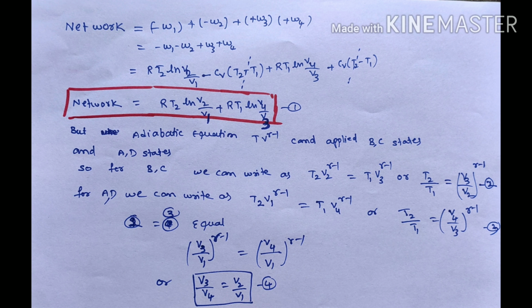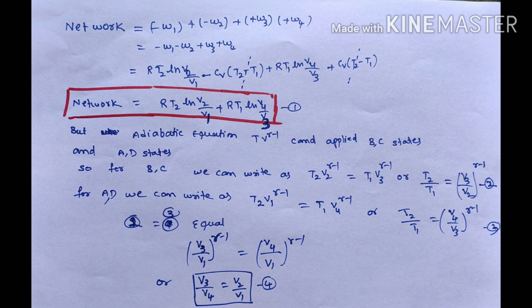Stage 2 and stage 4 are adiabatic paths. So if we apply the T into V to the power of gamma minus 1 equation to the BC and AD paths, then we get T2 into V2 to the power of gamma minus 1 is equal to T1 into V3 to the power of gamma minus 1, or T2 by T1 is equal to V3 by V2 all to the power of gamma minus 1. We can consider this as equation 2. For the fourth stage we get T2 into V1 to the power of gamma minus 1 is equal to T1 into V4 to the power of gamma minus 1, or T2 by T1 is equal to V4 by V1 all to the power of gamma minus 1. We can consider this as equation 3.